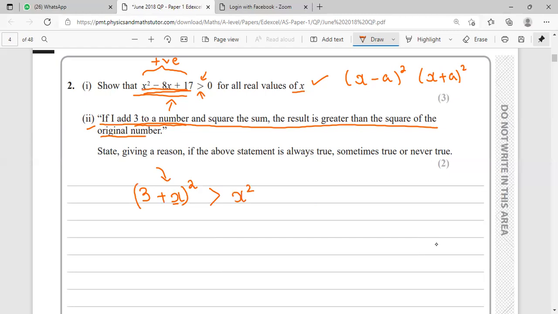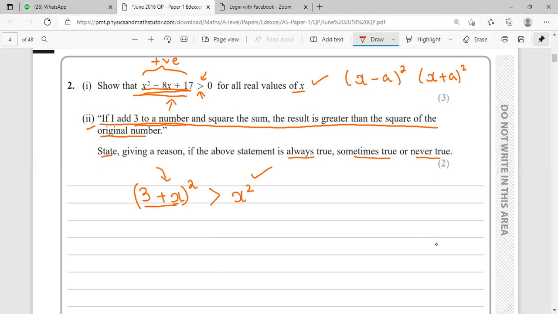State, giving a reason, if the above statement is always true, sometimes true, or never true. Okay. So we know that whenever we have any inequality, it could be true and not true, but it is never true for every number, right? We have to find the range of x first, and only then can we say for which range of x this inequality is satisfied. Okay, so let's work on that. So let's open this up.